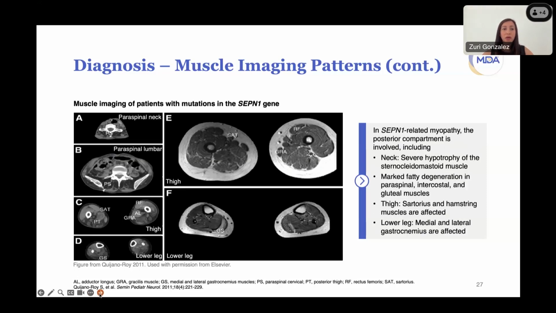In contrast, when we see images of patients with mutations related to SELENON, the posterior compartment is involved. You will see marked fatty degeneration in the paraspinal, intercostal, and gluteal muscles. And when we take a look at the muscle imaging of the thigh, you will see that the sartorius and the hamstring are more affected. And usually on the lower leg, the medial and lateral gastrocnemius will also be affected.